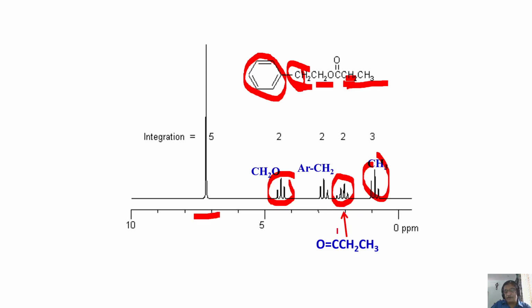It comes downfield because it is attached to C double bond O, and in case of a confusion, let us say, between this CH2 and this CH2, which is coming downfield, whether this is CH2O or this one. How do you assign? Remember, this is coupled to CH3. The splitting pattern gives you J coupling. Measure the J coupling. This J coupling should exactly match with this or this. The one which matches with this J coupling, that is the one which is coupled to CH3. Then you can identify whether that CH2 is this or this.